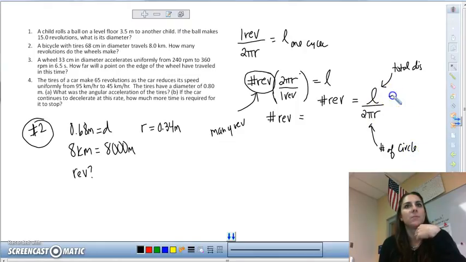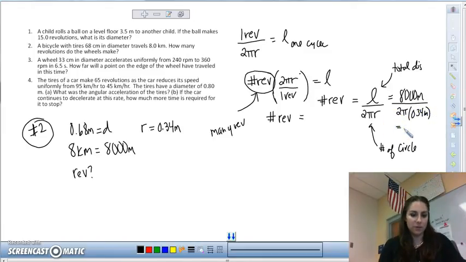Remember, this represents the number of circles. So what we get is 8,000 meters divided by 2 pi, and then our r is 0.34 meters. And when we solve this out, 8,000 divided by 2 divided by 3.14.